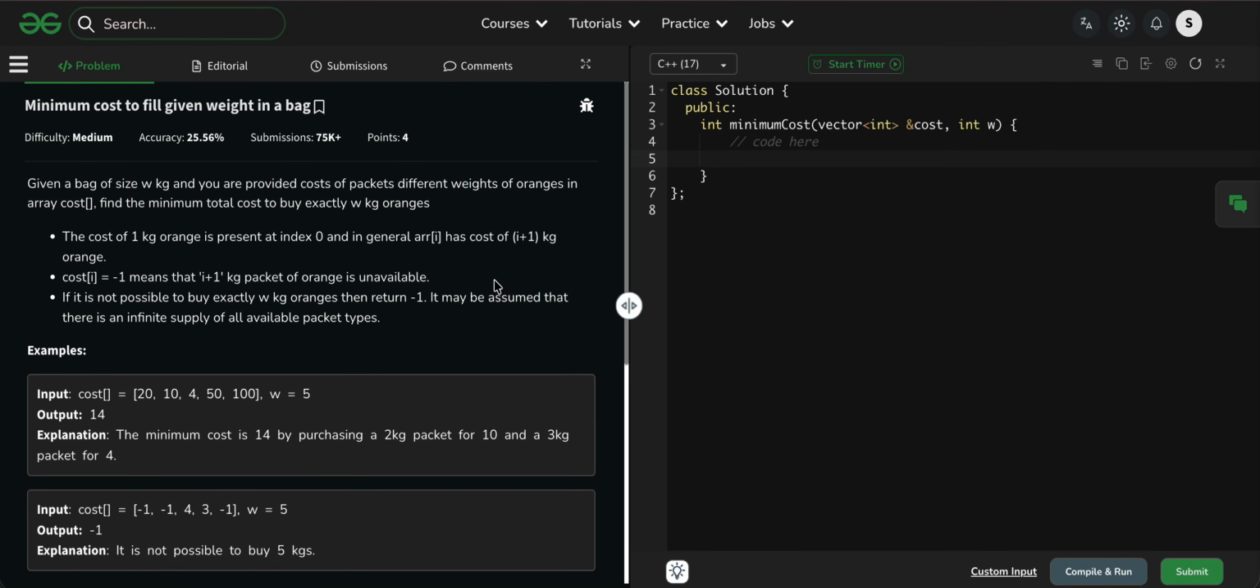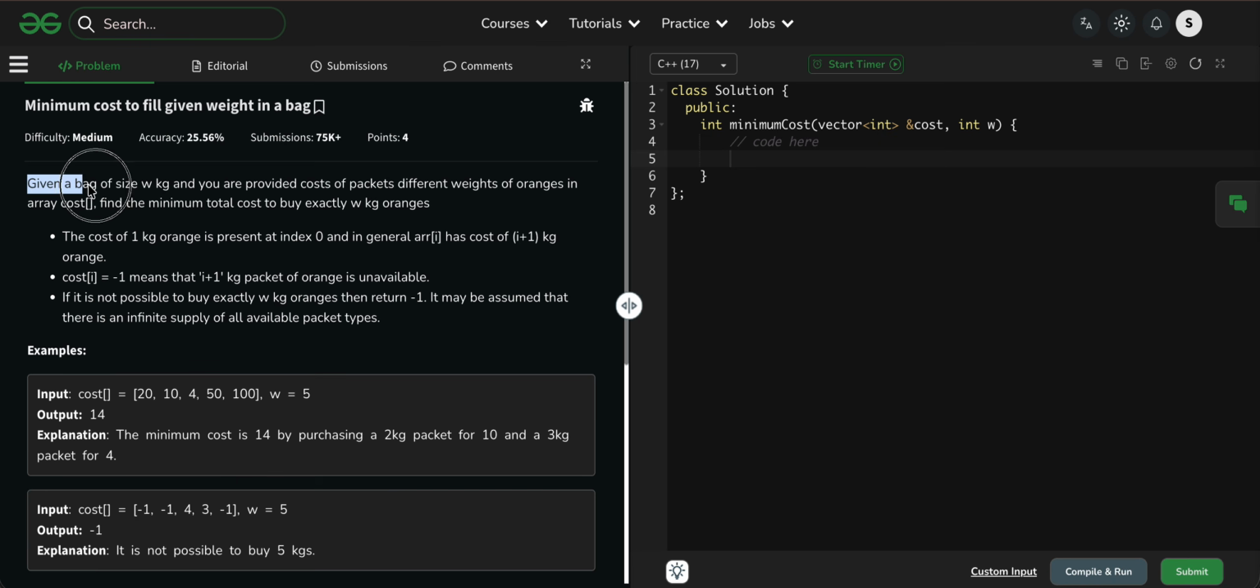Today we solve the problem of minimum cost to fill a given weight in a bag, right? So what do we understand from the headline of the question? It says the minimum cost to fill the weight of the bag. Let's understand the question.